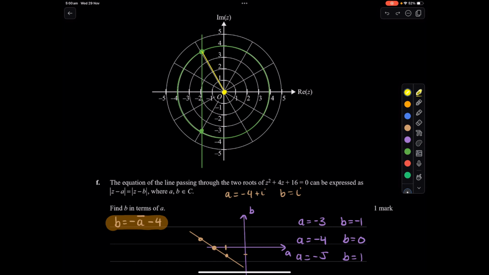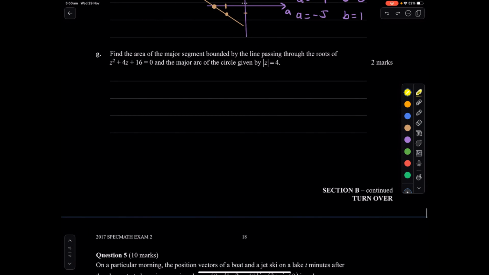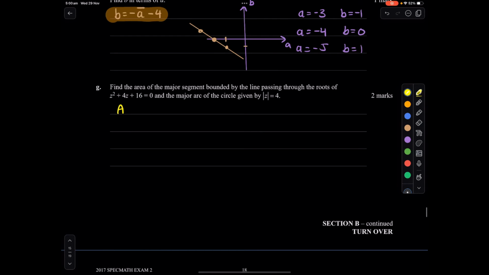So let's do that. What's the area of the whole circle? It's going to be pi r squared. So pi, r in this case is 4, so 4 squared is 16, which is just 16 pi.